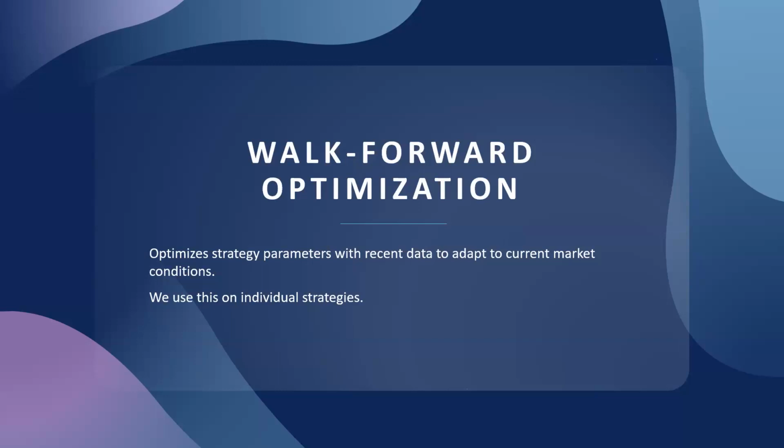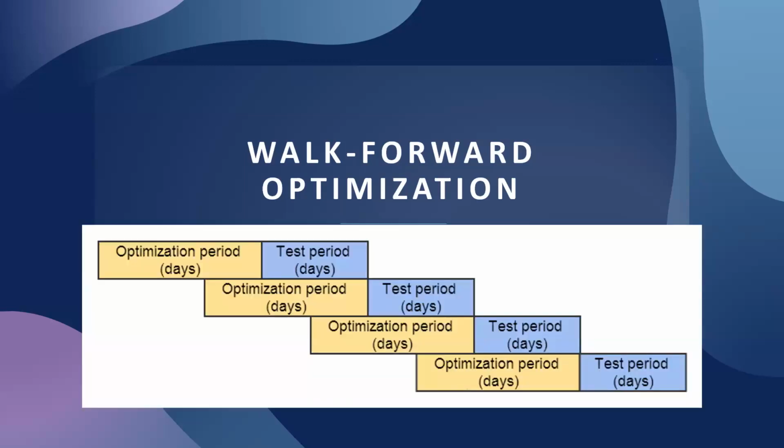So I mentioned walk forward optimization. I want to explain what that is. Walk forward is a way of optimizing your strategy parameters with recent data to adapt to current market conditions. And we use this on individual strategies. So I want to optimize my strategies every maybe year or 2 to make it good for the current market, right? I don't want to develop a strategy and then set it and forget it. Just like any good trader, you need to adapt to the current market, and walk forward helps solve that. So here's an image of walk forward optimization, sort of how it works.